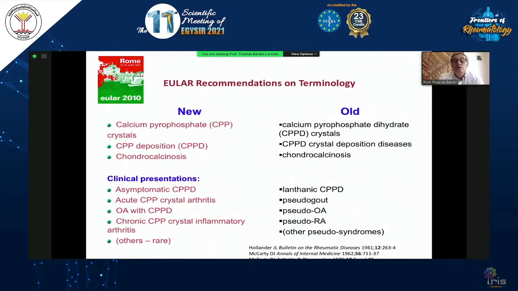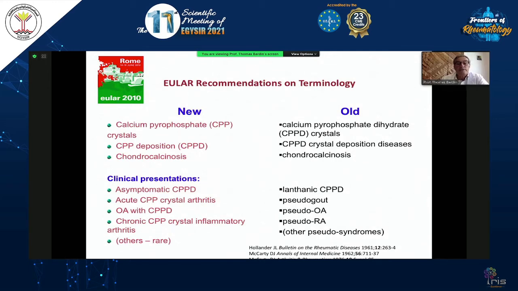There has been some EULAR recommendation on terminology, which was first presented at the EULAR meeting of 2010 in Rome. So we call the crystals calcium pyrophosphate, abbreviated CPP. The deposition of this CPP is abbreviated as CPPD, and chondrocalcinosis refers to the demonstration of calcium crystals in the cartilage, usually by imaging or by pathology.